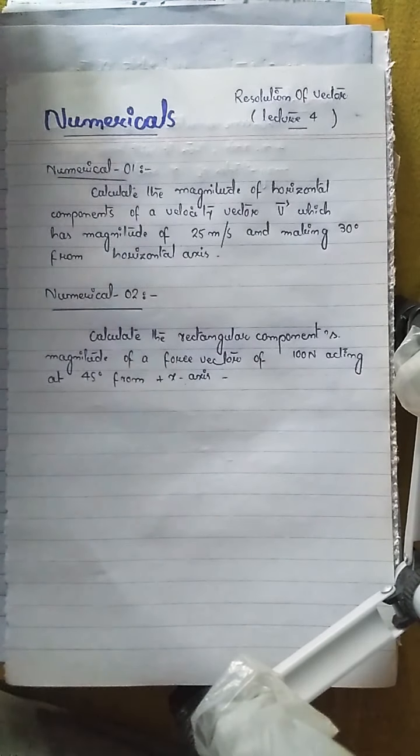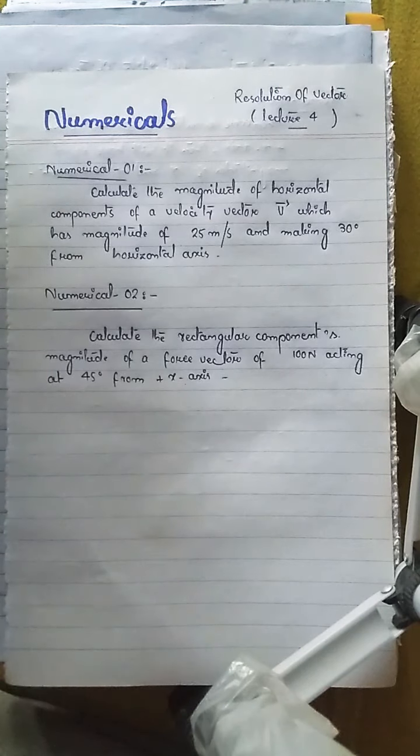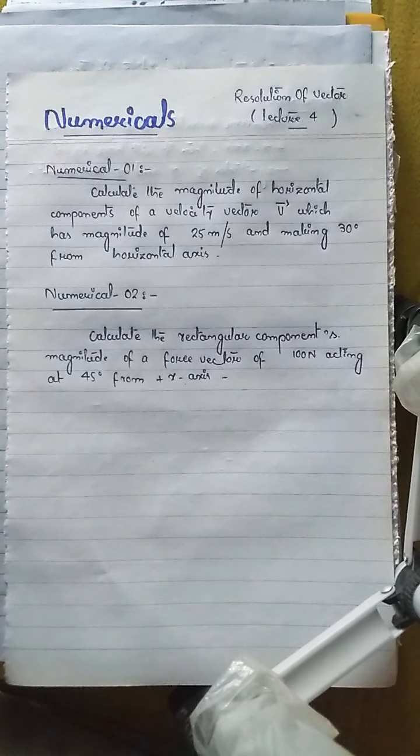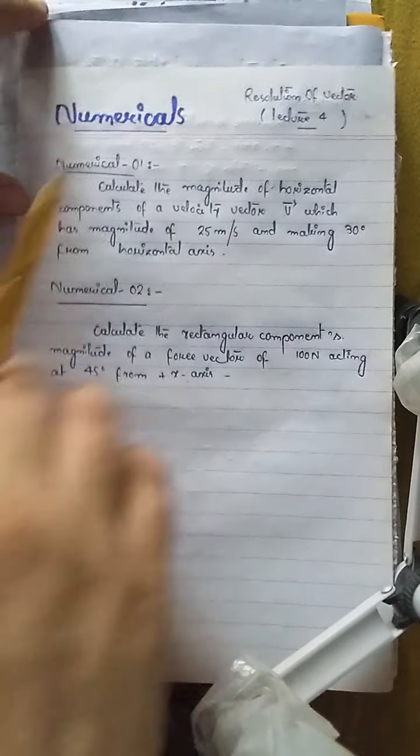In this lecture we are going to discuss some numericals of resolution of vector, in which we calculate the magnitude of horizontal components of the vector which is making a particular angle from the positive x-axis. Now, in numerical number 1, it is asked to calculate the magnitude of horizontal component of a velocity vector v, which has magnitude of 25 meter per second and making 30 degree from horizontal axis. So let's do this numerical.